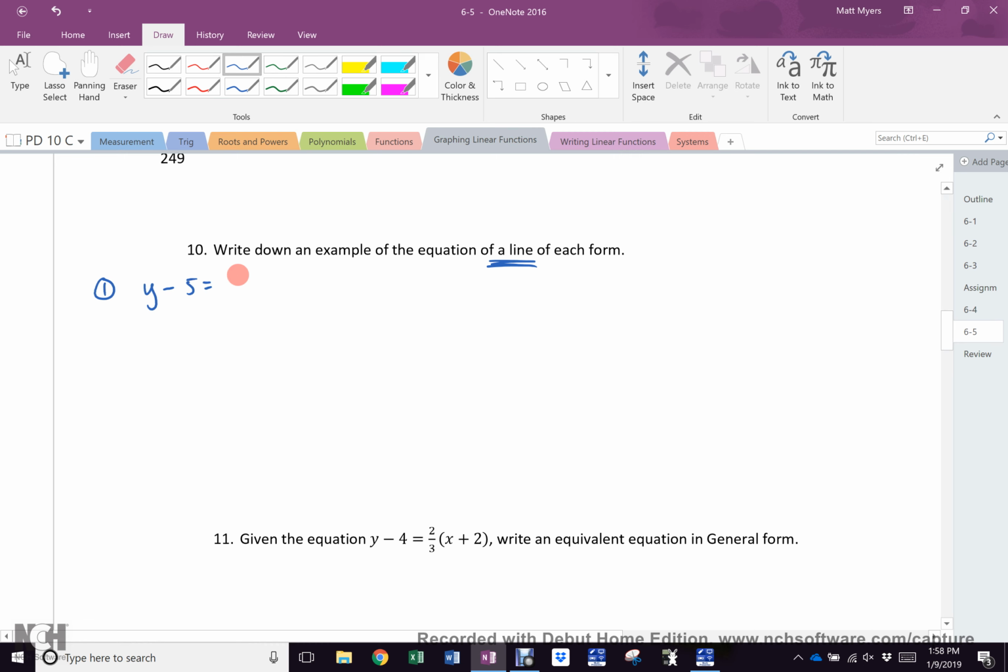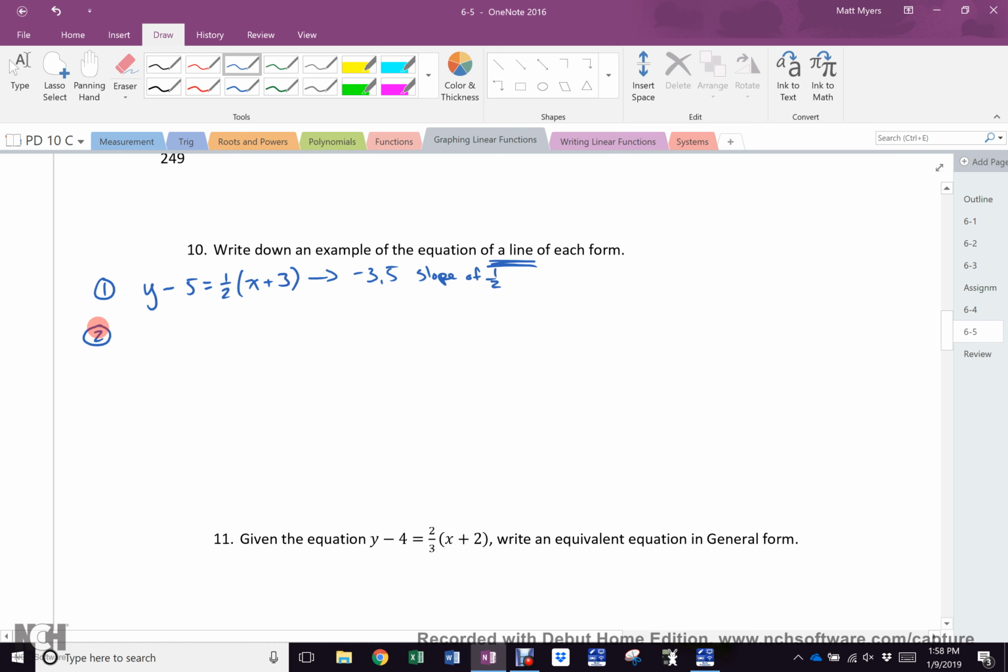y minus 5 equals 1 half times x plus 3. That's an example of a line in point slope form. Random numbers. Now, what does that equation tell me? It tells you x and y. What are the x and y? Negative 3, positive 5, and a slope of 1/2.